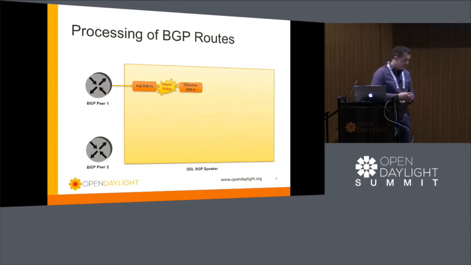From that, we build an effective RIB. Now, the effective RIB really is the routes that have passed policy. So typically, again, on a router, this is where you'd say route policy whatever in, and you'd filter out routes that you didn't like.